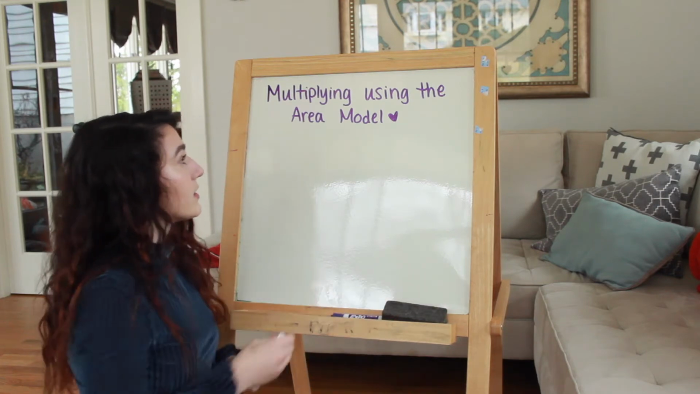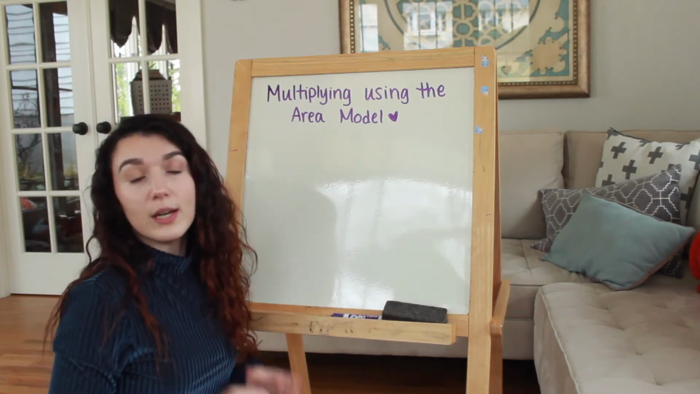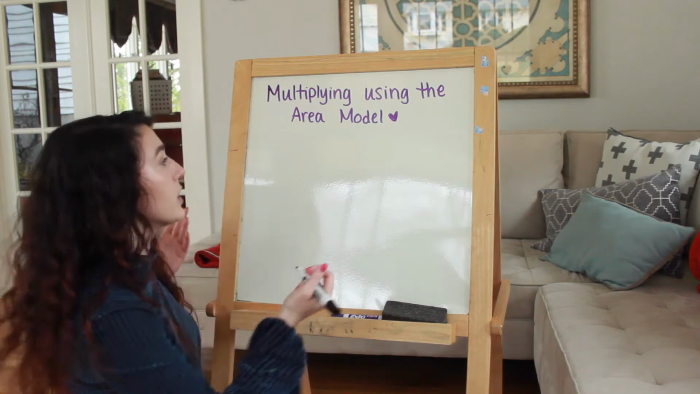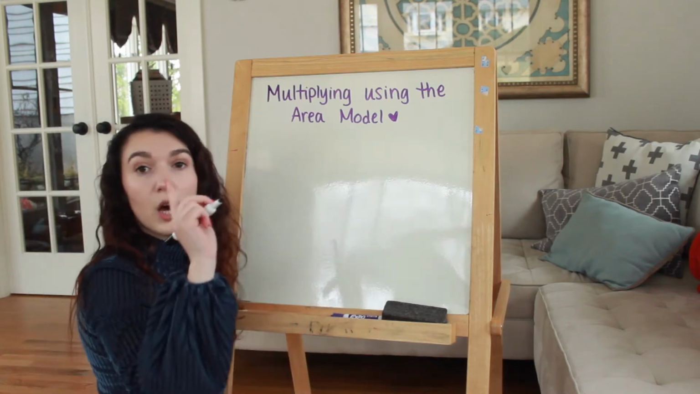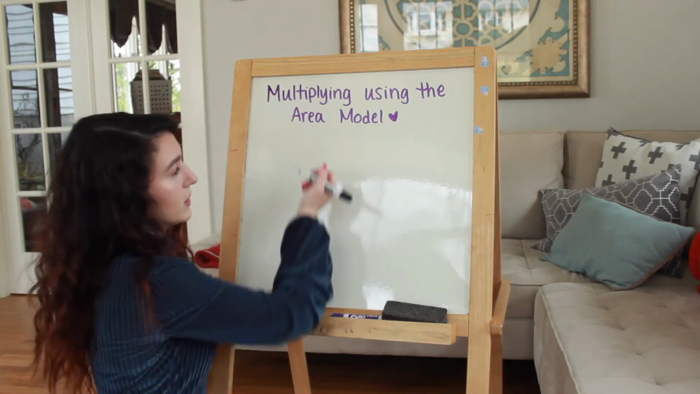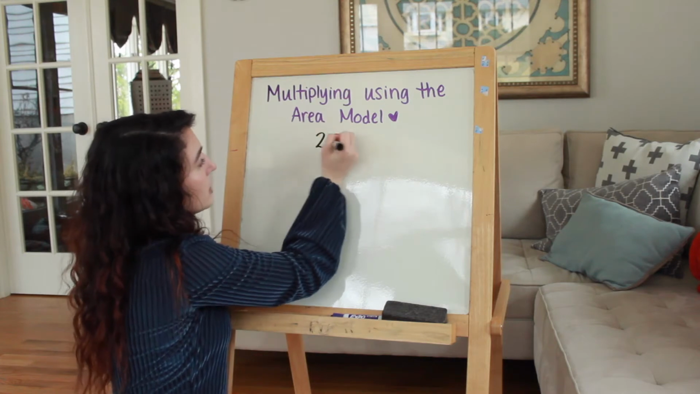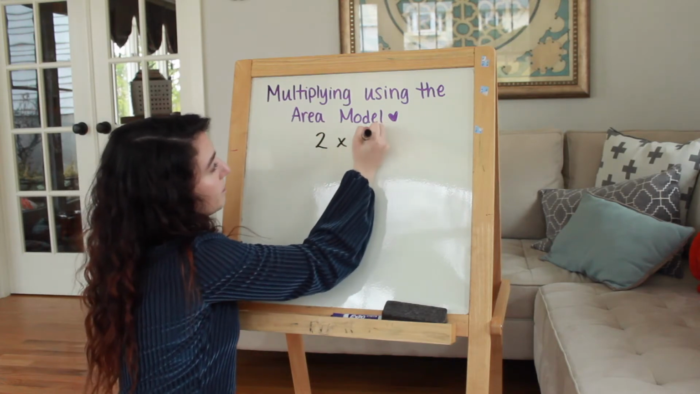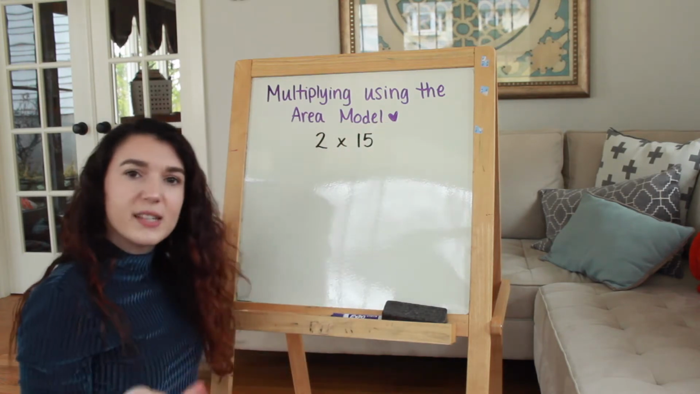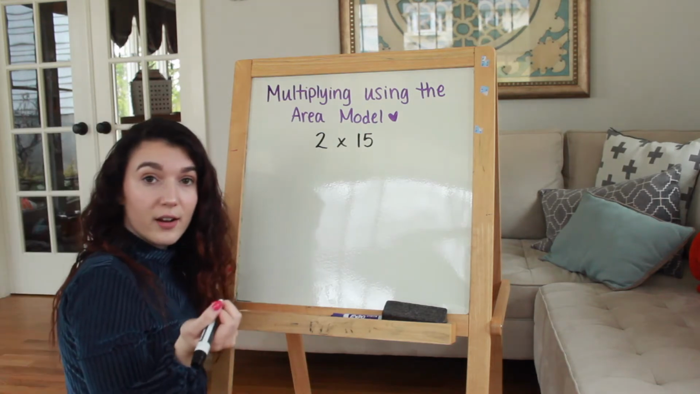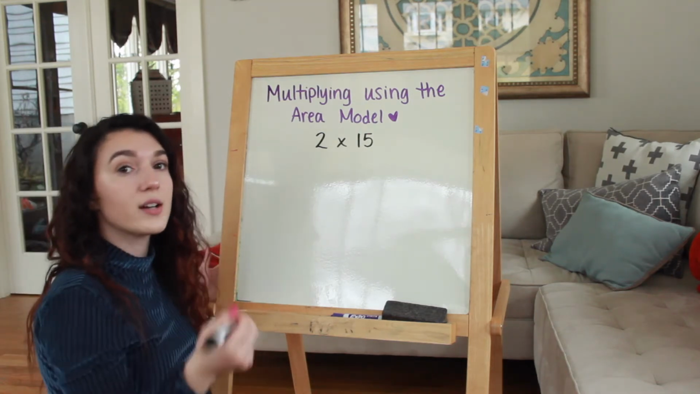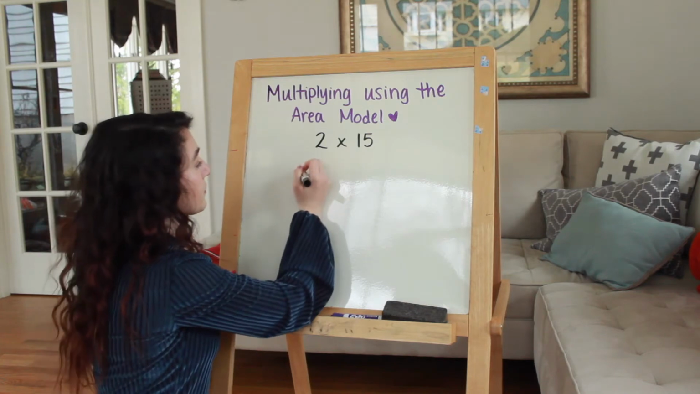So the first thing you're going to want to do is look at the numbers in your problem. For this problem, I'm just going to do 1-digit by 2-digit multiplication. So I'm going to say 2 times 15. Pretty simple numbers. When we're using an area model, we're going to draw a box, and I'm going to show you how to do that now.